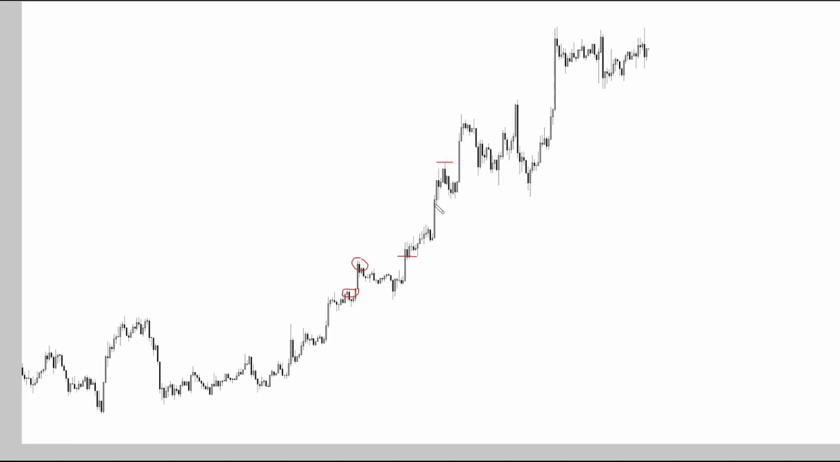Same thing. We get a cluster here. It looks like a potential top is forming. You get some back and forth. You get a high, a low. You never really lose the lows.